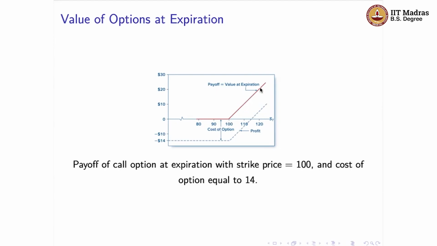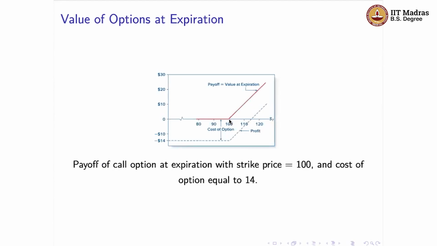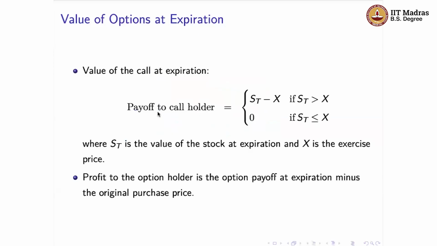Once the share price starts going up, then it makes sense to exercise the option, and therefore one will end up getting a value equal to ST minus 100, right? So if you go back to the thing here, X is equal to 100. Therefore, the payoff to the call holder is going to be ST minus 100. And this is exactly what is plotted here. So this red line that you see here is exactly the payoff to the call holder in the case where X is equal to 100.